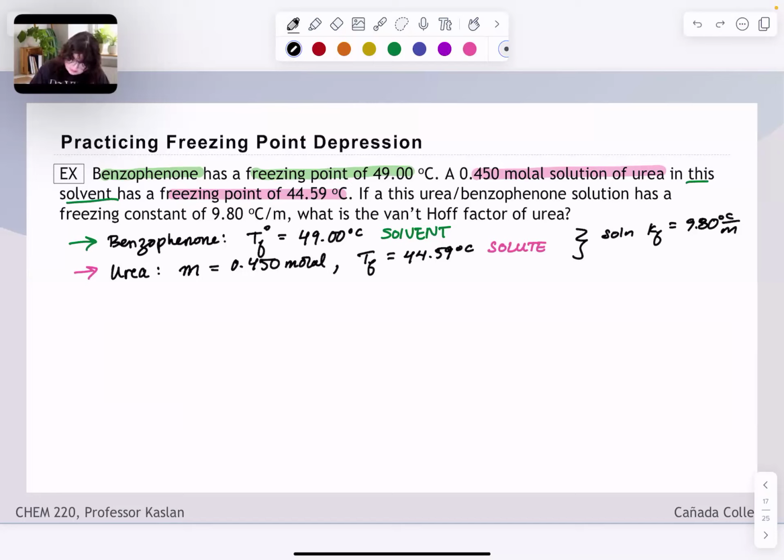Now we get to the meat of our question, our goal. What is the Van't Hoff factor of urea? So our goal: we want to find i, which is the Van't Hoff factor of urea.